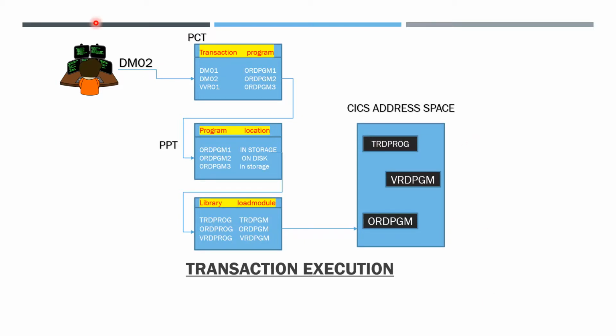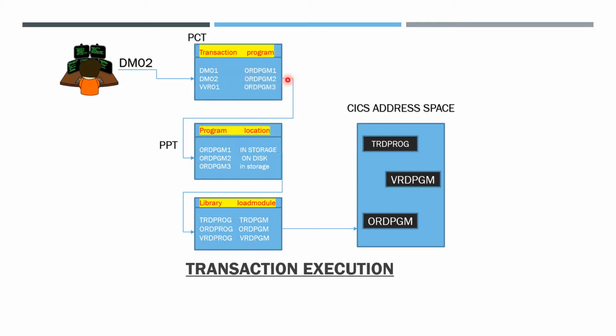Again, let us go through it briefly. Firstly, from the terminal the user issues a transaction ID DMO2. In this example, this transaction is to invoke an application, to run an application program. The transaction ID is given to the program control table, which consists of the transaction IDs with respect to programs. With transaction ID DMO2, the program is identified as ORDPGM2.